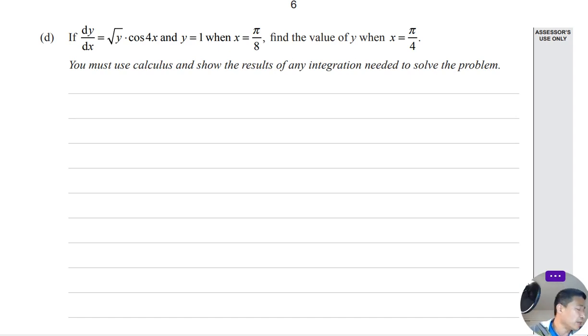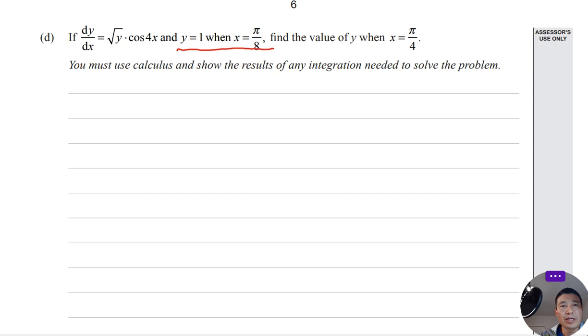We are doing Level 3 integration 2020 question 2D today. If dy/dx equals square root of y cosine 4x, and y equals 1 when x is pi over 8, find the value of y when x equals pi over 4. Straightforward question. So this is a differential equation, isn't it? The reason they show this is to find the c. So once you complete the equation, you have to find the y when x is pi over 4. That's the question.